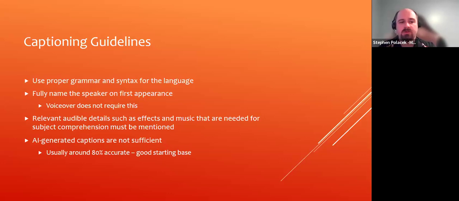Captions should also have any relevant audible details, such as effects and music that are needed for subject comprehension. They must be mentioned. So an easy example is a PSA about fire alarms. If you're talking about how to set one up and test it, you have, on screen, the image of the person pushing the test button and then the light showing up and you'll hear the beeping, but the captions should state, you know, fire alarm will beep 3 times and then initiate test, or fire alarm beeps 3 times and then that's followed by a loud alert or long screech or something like that.